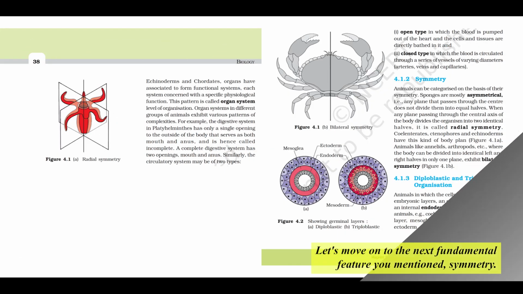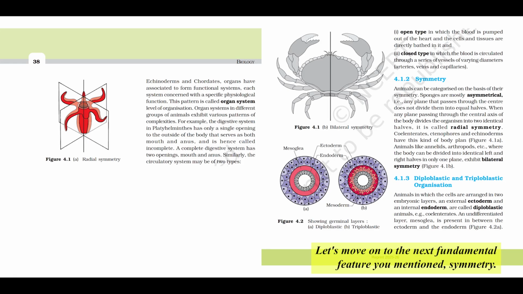Makes sense. Let's move on to the next fundamental feature you mentioned. Symmetry. Yes, symmetry. This refers to the arrangement of body parts around a central axis or plane. It tells us a lot about an animal's lifestyle and how it interacts with its environment. First, we have asymmetrical animals. Sponges are mostly asymmetrical. Basically, no plane passing through their center can divide them into two equal halves. Like trying to cut a natural sea sponge into two perfectly identical pieces is pretty much impossible, right?